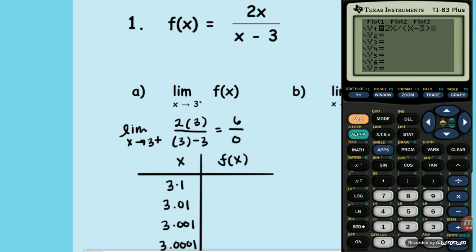And then we're going to go to second window. When we do this, we're led to the table setup window, and this essentially allows us to navigate through the table of the function at any x value that we insert. So basically what we're going to do is enter the first value of our table, which is 3.1. And then I'm going to press second graph, and we'll be led to our table. And as you see, the corresponding value at 3.1 is 62, and we're going to write that down.